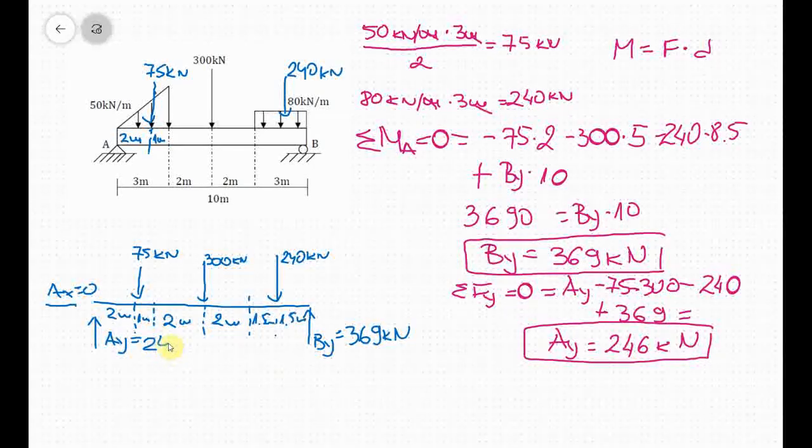So 246 kilonewtons. If you need to check this, just sum the forces in the y direction. So we have 246 minus 75 minus 300 minus 240 plus By 369. This needs to equal 0. So that's it. That is how we calculate for the reaction forces.